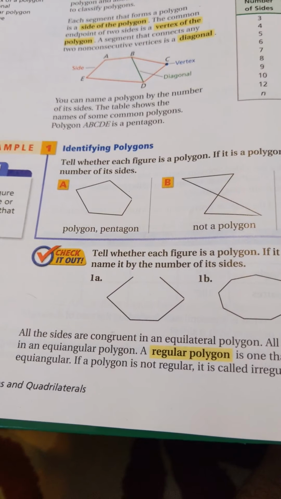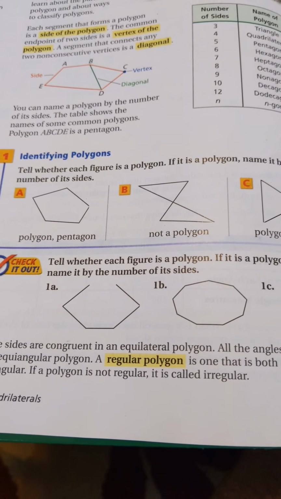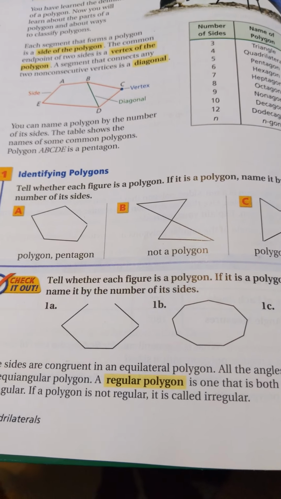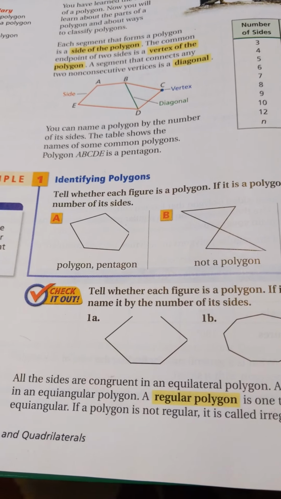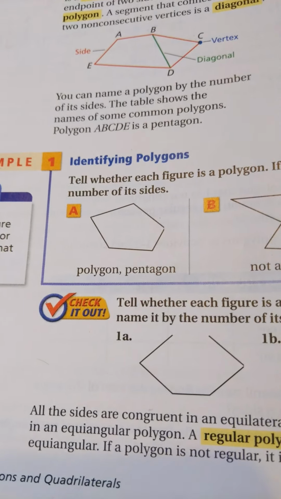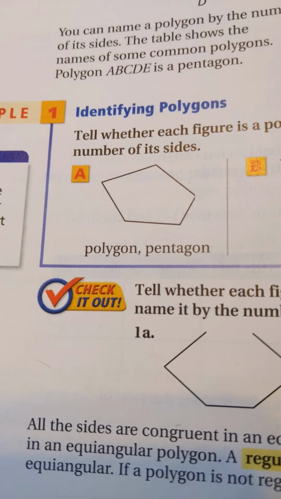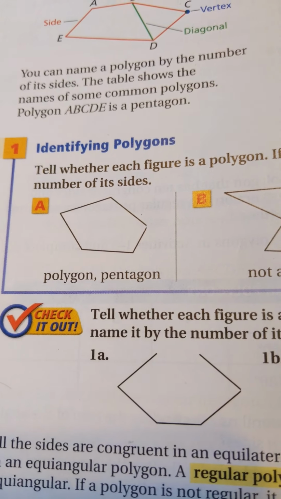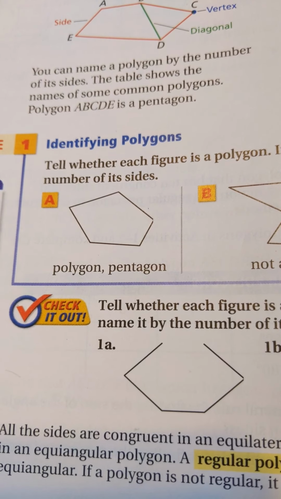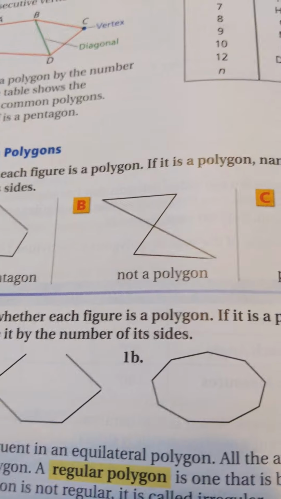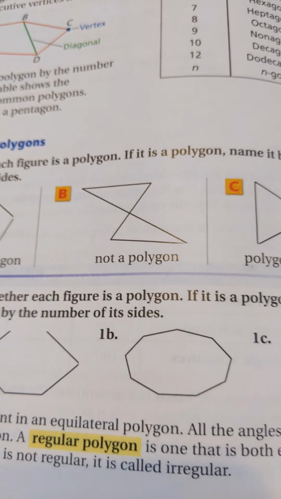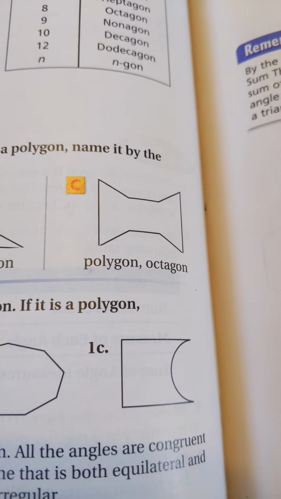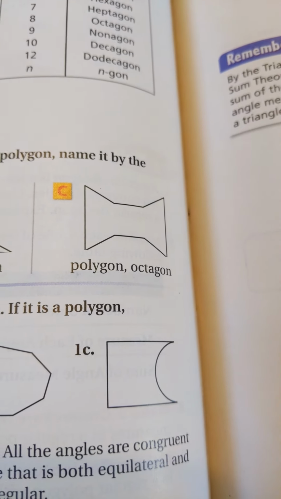Identifying polygons: tell whether each figure is a polygon. If it is a polygon, name it by the number of sides. Now polygons have to be connected. Question A here, it is connected. You see that little printing glitch on the right hand side there. It is a polygon, 5 sides, so a pentagon. B crisscrosses, therefore it is not a polygon. And C is a polygon, 8 sides, named an octagon.